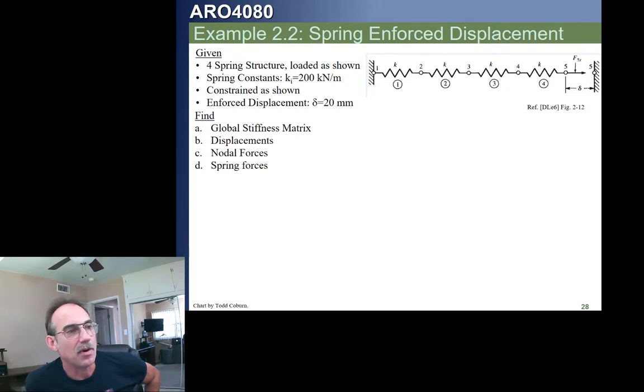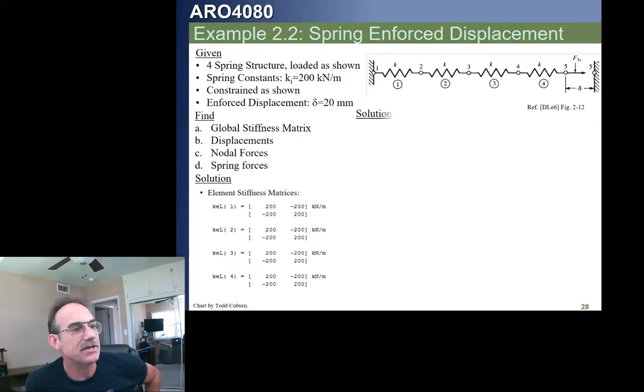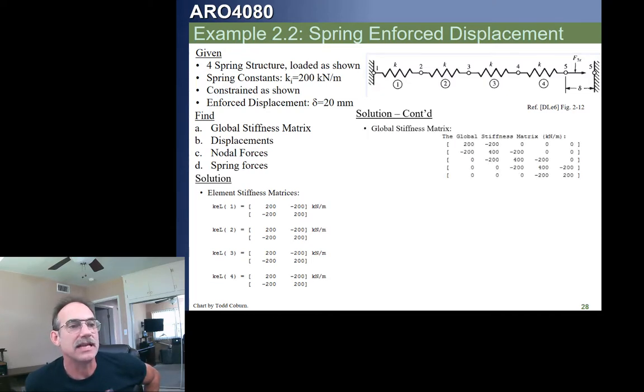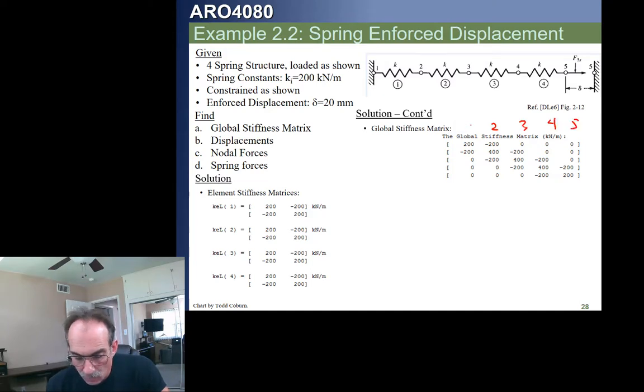So we start off with the same process. We're going to get our local stiffness matrices for each. Those are pretty easy to get. Then we're going to construct our global stiffness matrix. That's pretty easy. Okay, let's just annotate this for a minute. If this is 1, 2, 3, 4, 5, element 1 was from 1 to 2, element 2 was from 2 to 3, 3 to 4, 4 to 5. Well, that's easy, okay?